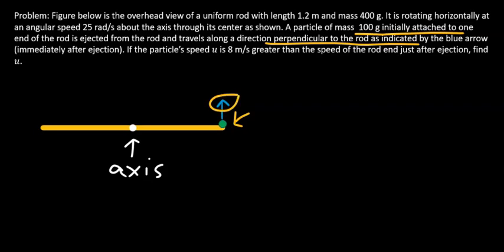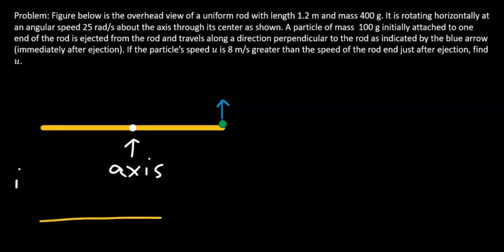Immediately after ejection, the particle's speed u is 8 meters per second greater than the speed of the rod end just after ejection. Find u. So we need to know what the initial state is and what the final state is. The initial state is with the rod and that mass attached to the end, and the rotation is about this axis, and they're rotating together.